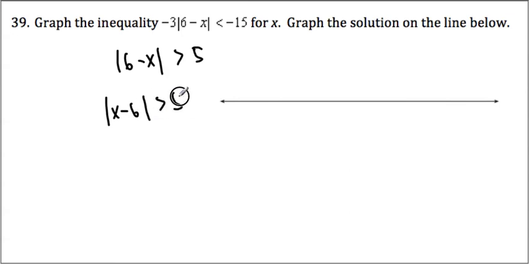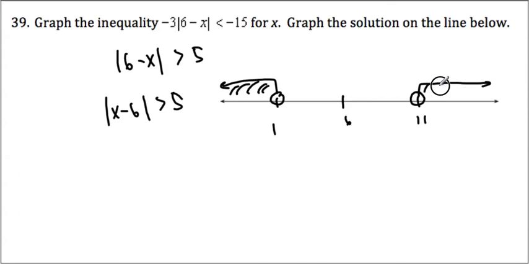That means from 6, the distance which we are looking at is 5, so I'm going to go up by 5, then I get 11. Go down by 5, then I get 1. But since I don't have the equal to sign, I'm going to have an open circle in both cases. But the distance has to be greater than 5, that means I have to go further outside. So that becomes our final answer.